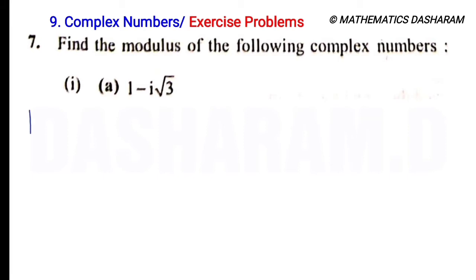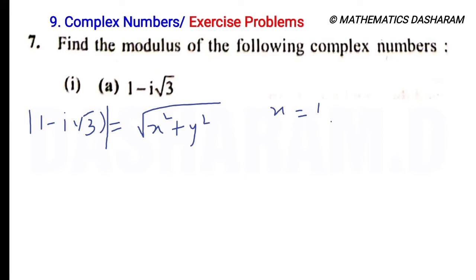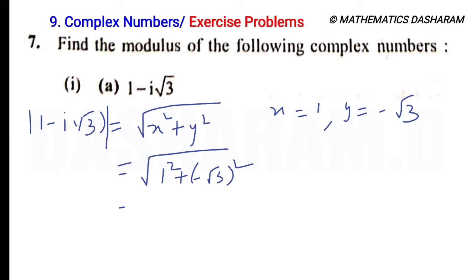So mod 1 minus i root 3 is equal to under root x square plus y square. Here the x value is 1 and the y value is minus root 3. Let's substitute the x and y values: 1 square plus minus root 3 whole square. 1 square is 1, minus root 3 whole square is 3. So root 4 is equal to 2.